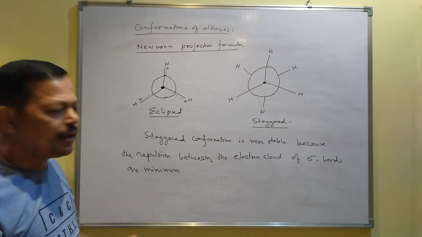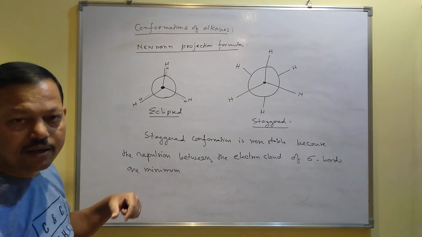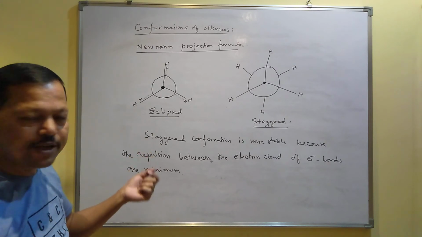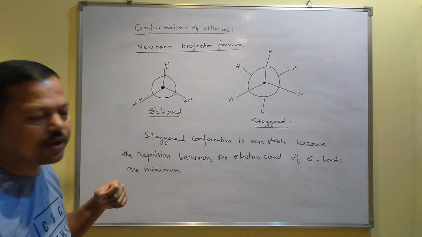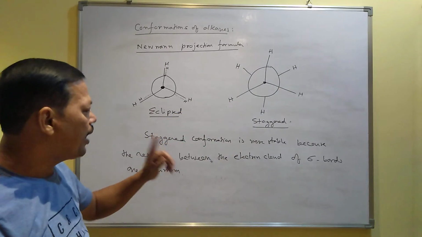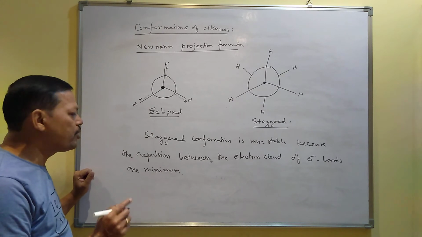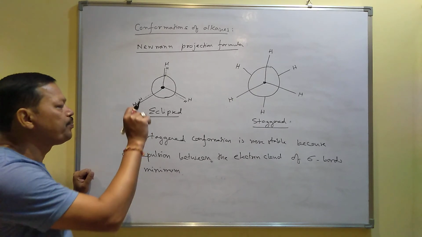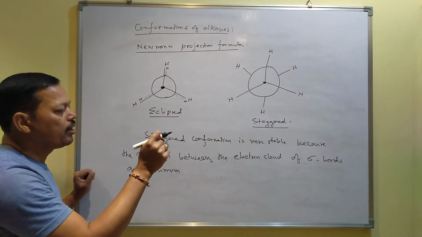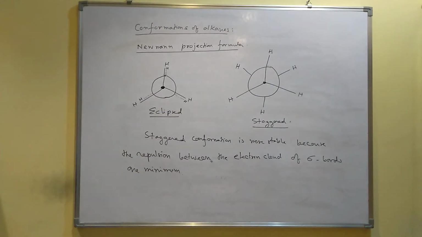So in exam you will get a question like this: draw the conformational isomers of ethane, and among the isomers which one is more stable and why. Then you have to draw the eclipse and staggered conformations like this, and write that staggered conformation is more stable than eclipse because the repulsion between the electrons of sigma bonds is minimum. That's why staggered conformation is more stable than eclipse. So these are called conformational isomers.